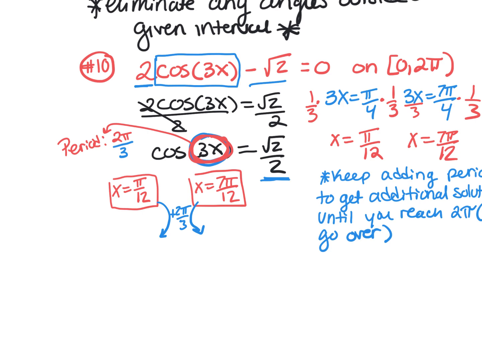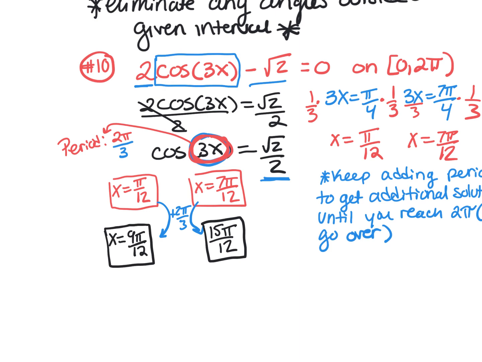Adding 2 pi over 3, if we get a common denominator, that'll be the same as adding 8 pi over 12. So pi over 12 plus 8 pi over 12 would give us x equals 9 pi over 12. That is still within that interval 0 to 2 pi, so that's a solution. We box it up. Do the same thing, 7 pi over 12. We add 8 pi over 12, and we get 15 pi over 12. That is still within our interval, right? 2 pi would be 24 pi over 12. Once we get there, that's where we're going to stop. But 15 pi over 12 is still in that interval, so that's an answer.